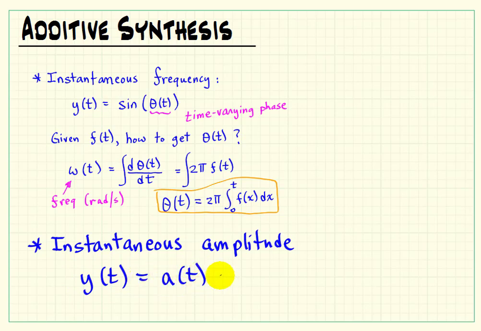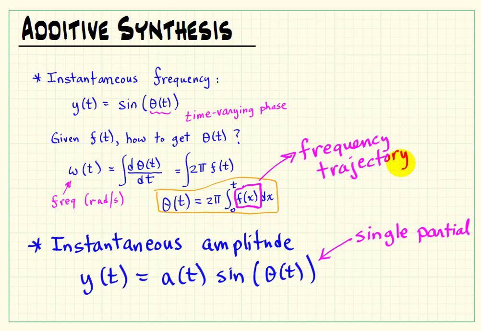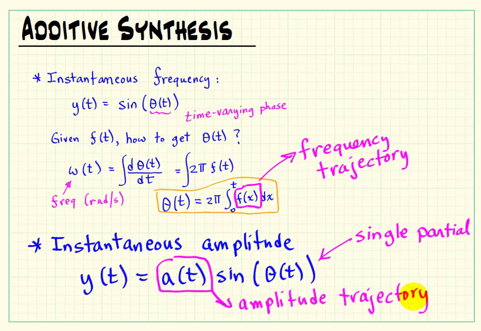Now the instantaneous amplitude, that's perhaps a little bit easier to grasp. That simply says that the signal y is our oscillator, that is sine of theta of t, times the time-varying amplitude a of t. So that becomes our expression for a single partial. And we see the frequency trajectory then shows up inside this integral. We solve for our theta of t, and here's our amplitude trajectory.